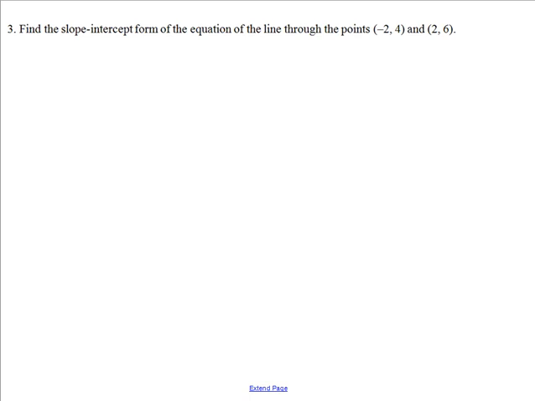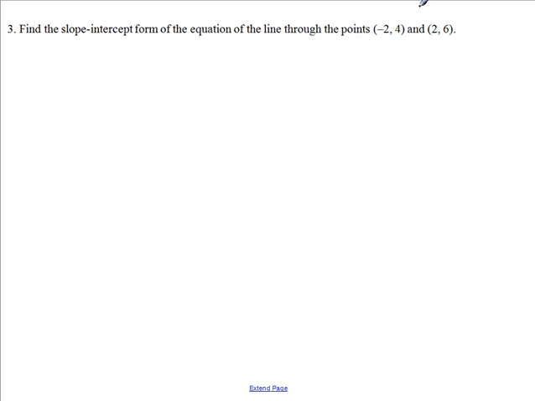If we want to find the equation of a line, we need two things. We need to have a point and we need to know the slope. In this case, we have more than one point. We have 2 points, but we don't know the slope. So first thing we need to do is find out what the slope would be. So let's take a look.